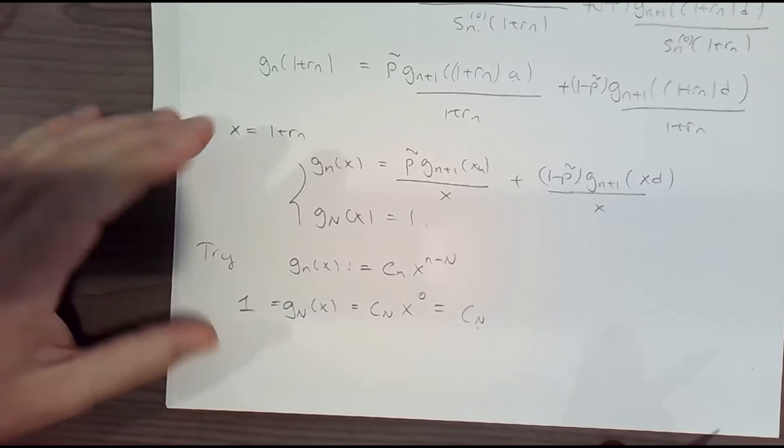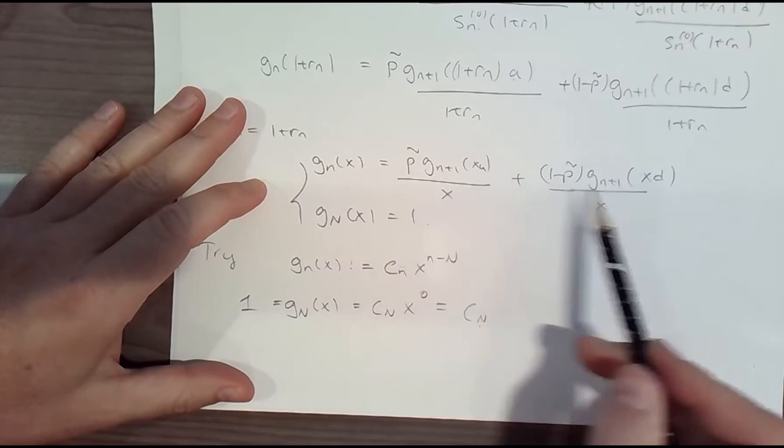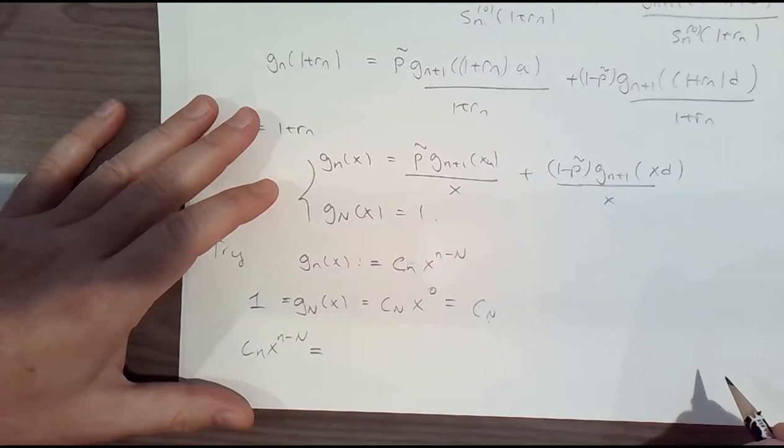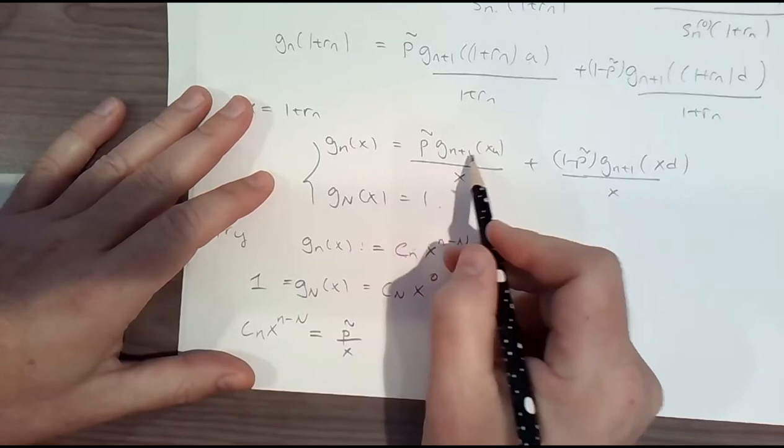And then what about earlier coefficients? Well, we take our guess and we plug it into the recursion. On the left hand side, it will be cn x to the n minus capital N. Now on the right hand side, we'll have p tilde over x. We'll have gn plus 1 evaluated at xu.